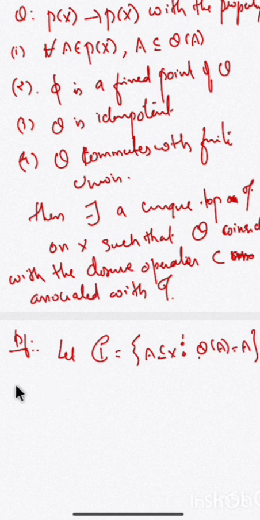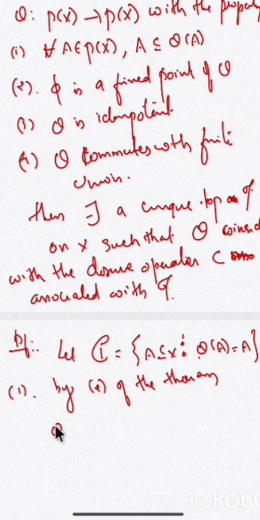Okay, so let's see. What about the empty set? We are given that theta satisfies all these four properties, so we can use all of them. By property 3, theta is an idempotent element, and by property 2, the empty set phi is a fixed point of theta. We are going to use the second property. By the second property of the theorem, the empty set is a fixed point of the function theta.